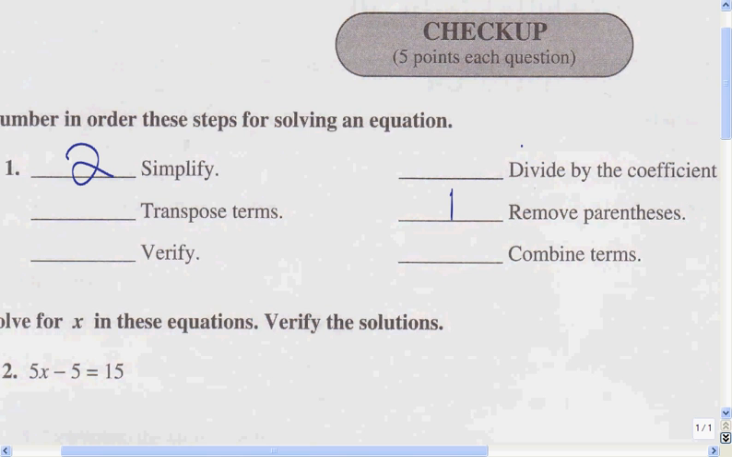They tell you to transpose, right? But I'm telling you to combine first. So even though we're going to write that we transpose first, when we're working our equations, we're going to combine first. Then once we do all that, we divide by the coefficient of x, which is the number next to x, or the coefficient of y, which is the number next to y. And then finally we verify.